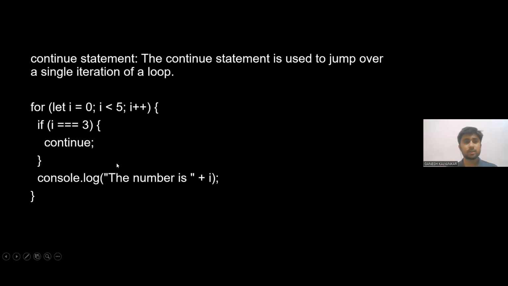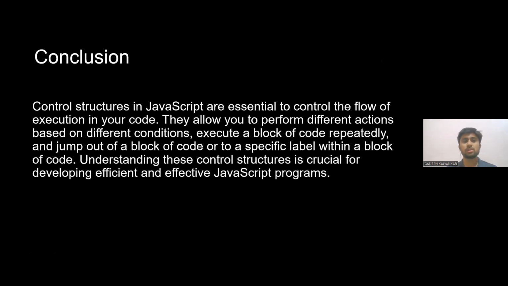It doesn't print 3. So in conclusion, control structures in JavaScript are essential. Not just in JavaScript, many other languages also have control structures. Like I remember C also has a control structure goto, which is used to go to any specific line in the code. They allow you to perform different activities based on different conditions. Understanding these control structures is crucial for writing effective JavaScript programs.